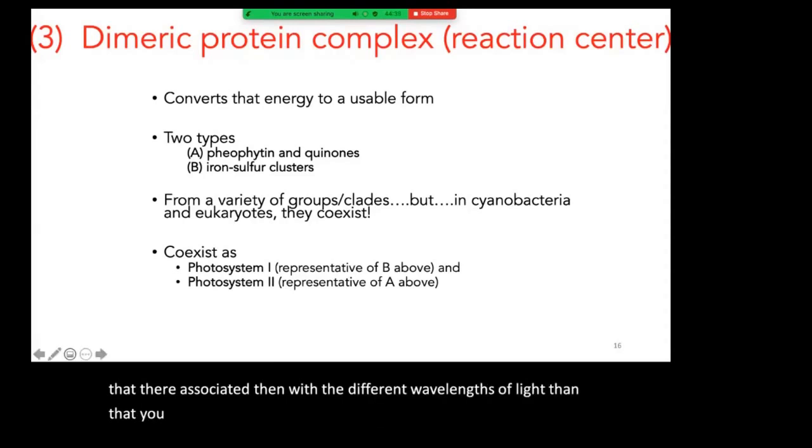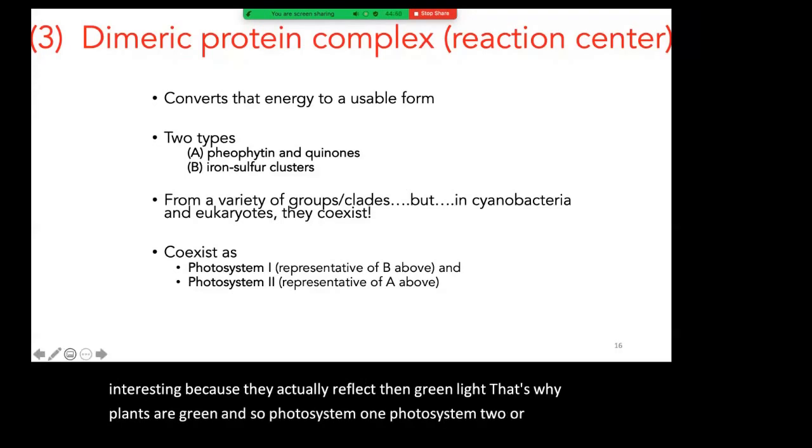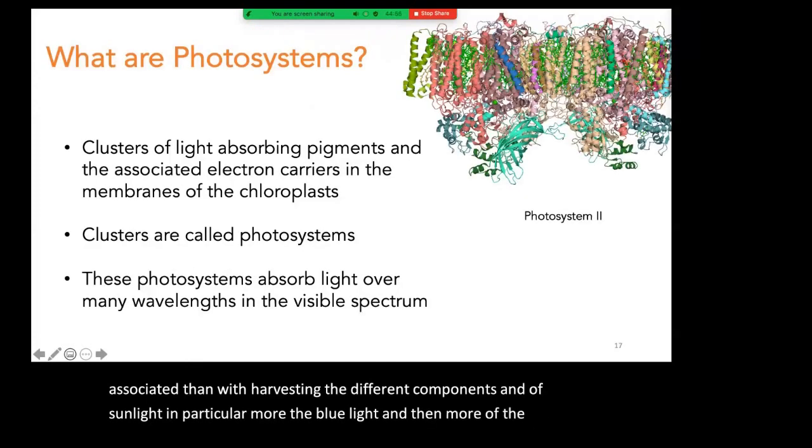Okay, and if you remember, plants are actually kind of interesting because they reflect green light. That's why plants are green. And so photosystem 1 and photosystem 2 are associated with harvesting the different components of sunlight, in particular, more of the blue light and more of the red light. Okay, so what are these photosystems?